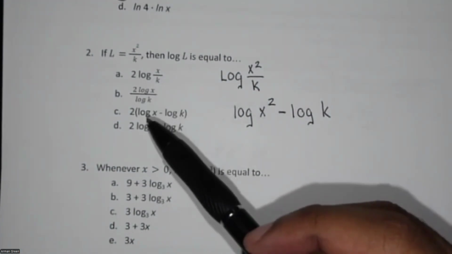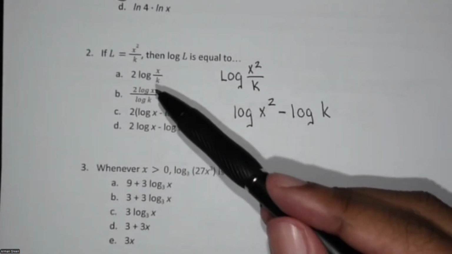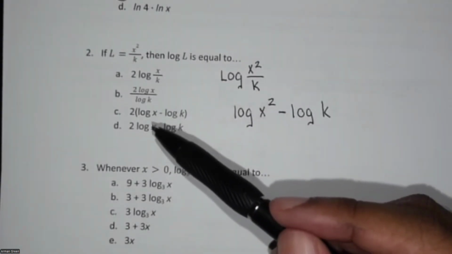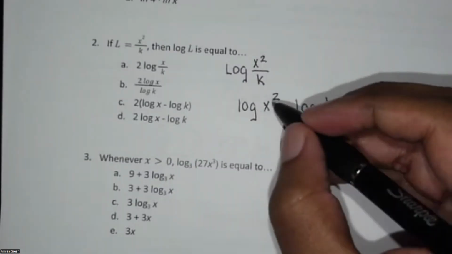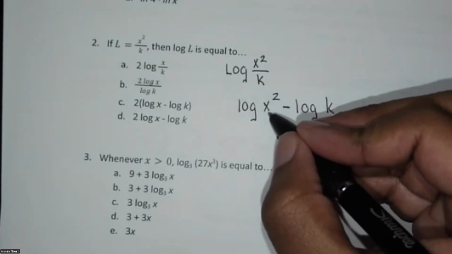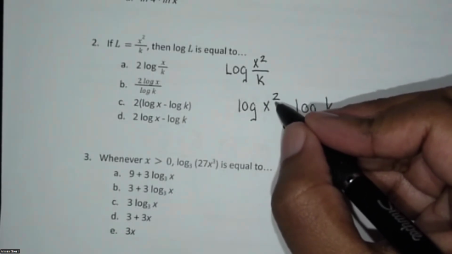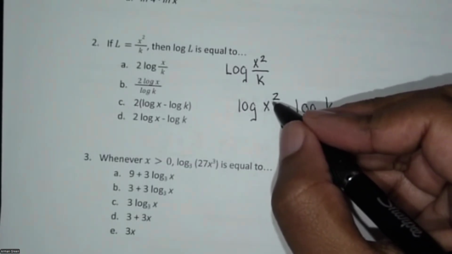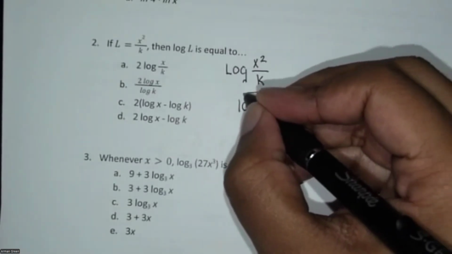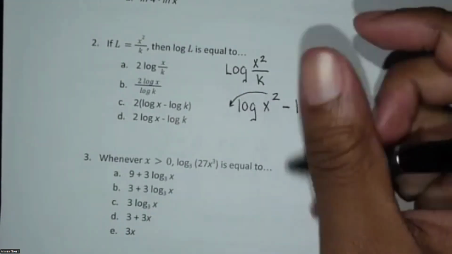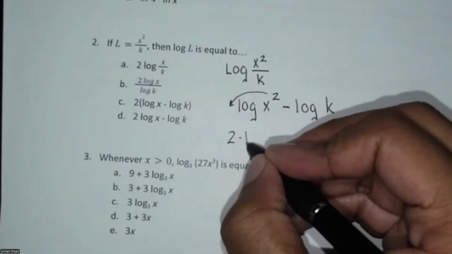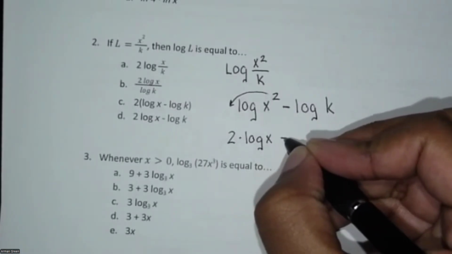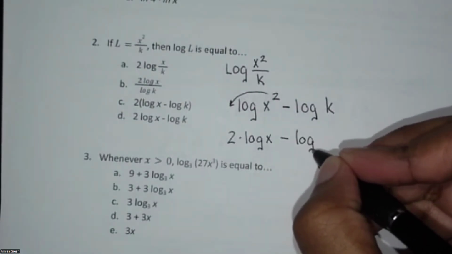Now, looking at my options here, this doesn't match anything that we have just yet. So that means that we might have some more editing that we have to do here. The next thing I might notice is, well, this logarithm has an exponent because we have an exponent here of 2. And so if we remember that power property, it says, hey, take your exponent, move it to the front. So that 2 now goes to the front. So we can rewrite this as 2 times the log of x minus the log of k.